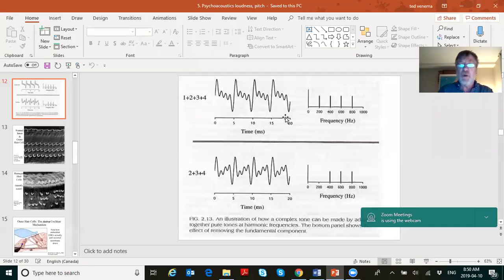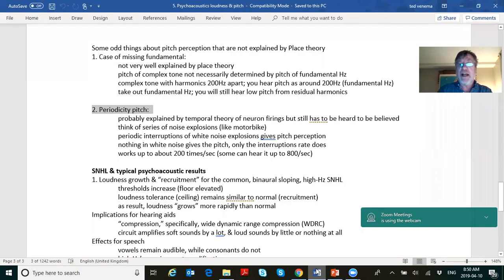But I find that kind of weird. I don't know. It's there. The other one that I find more interesting yet is periodicity pitch.